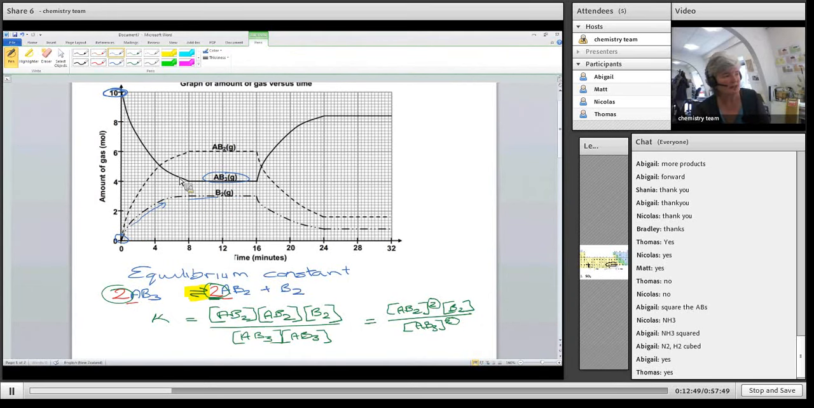And then the same thing with the AB2. It also increases at double the rate, and we have double the amount of AB2. Let's first ask, why do I have double the amount of AB2 compared to B2? So B2 is sitting at round about 3, and AB2 is round about 6. Why do I have double the amount? Why didn't I get equal amounts?